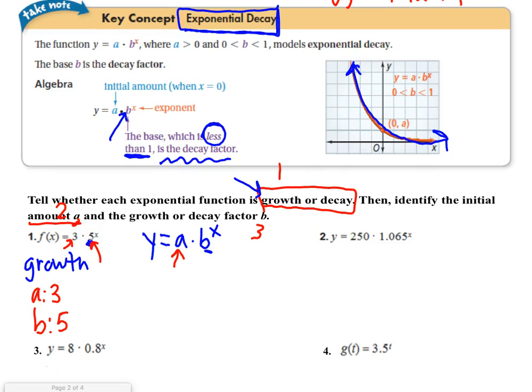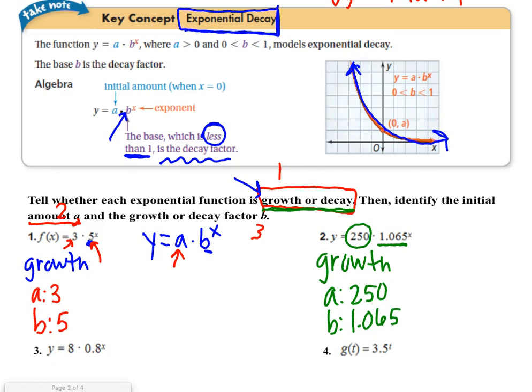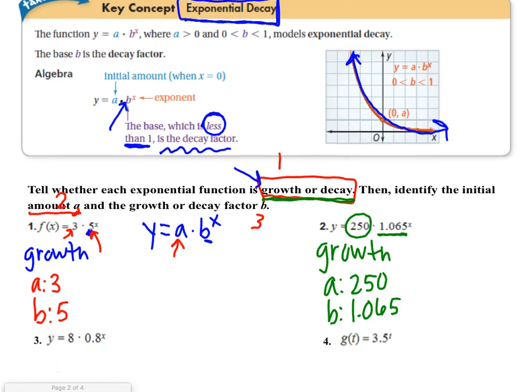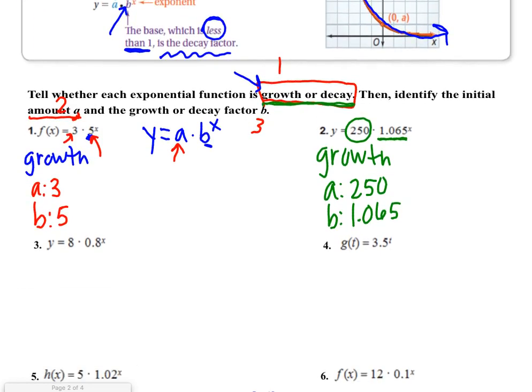Let's try another one. So again, first decide if it's growth or decay. So we are looking at our b value. Is 1.065 bigger than 1? Sure is. We are growing. It's a growth. What are we starting with? What's our a value? 250. And our b value, what is our growth factor, is 1.065. Good work, folks. You're doing great. Let's try another.